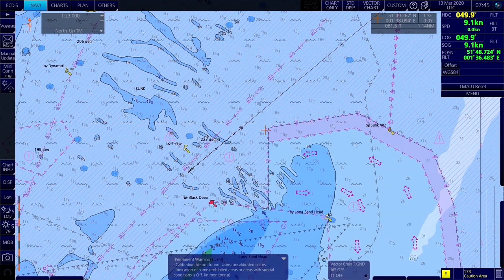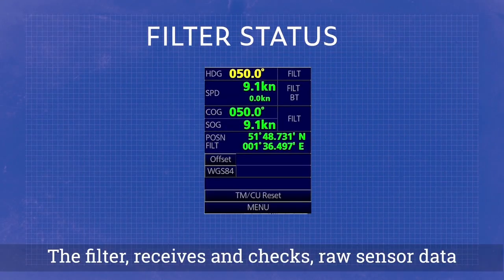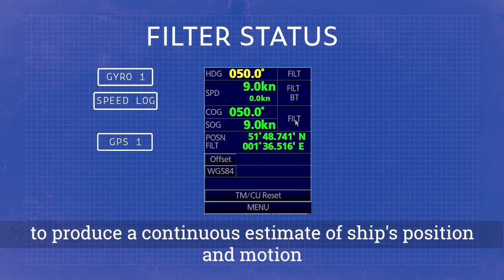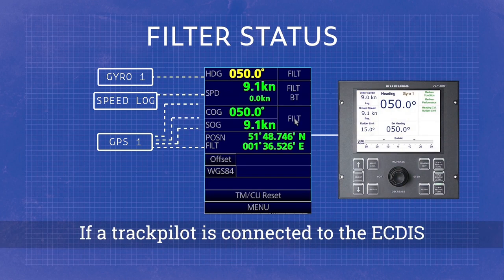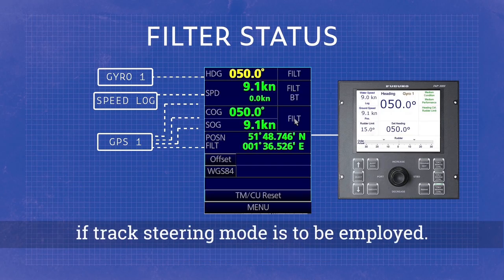This video shows how to check the filter's status. The filter receives and checks raw sensor data and then processes multiple sensor data to produce a continuous estimate of ship's position and motion. If a track pilot is connected to the ECDIS, then the filtered sensor data must be used as source of navigation data if track steering mode is to be employed.